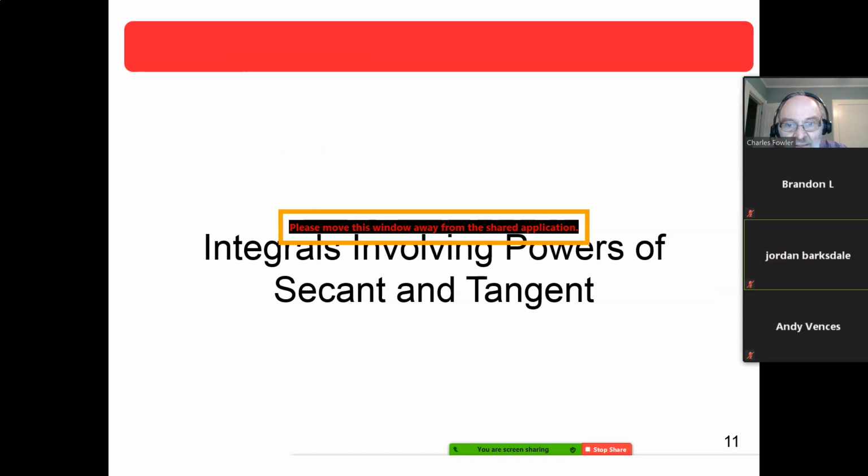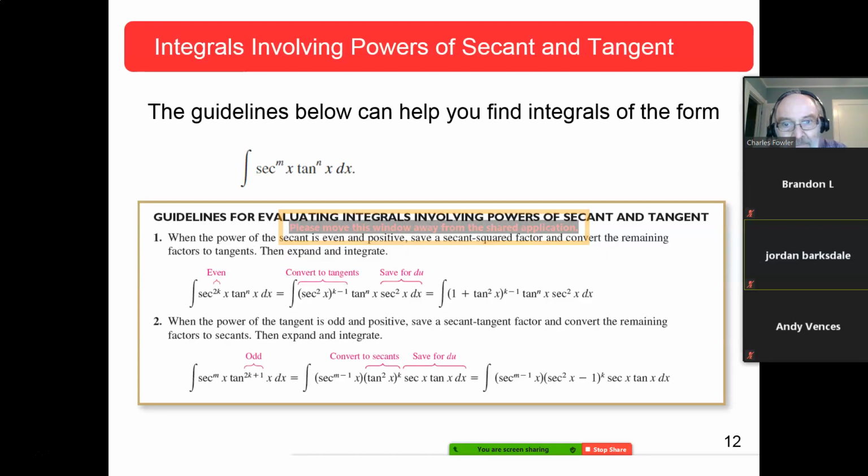Okay. Now, we're moving on to integrals involving powers of secant and tangent. This is on page 535. The guidelines below help you find integrals in that form. Integral of secant mx tangent nx dx.